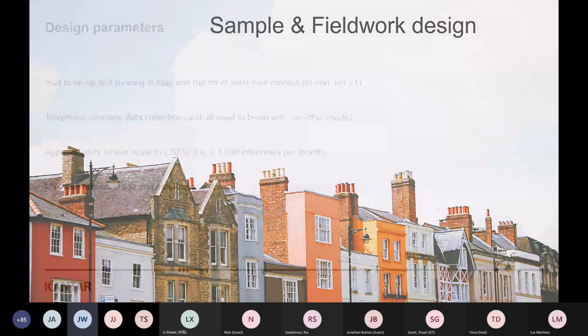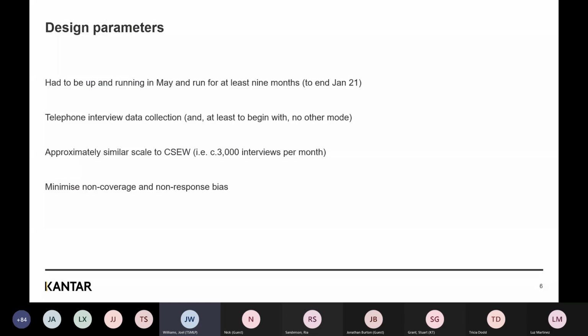Thanks, Stuart. You're still okay to drive the slides? I am, yes, that's right. Okay, so I'm going to talk, to begin with, about sampling and fieldwork design here. And in constructing these slides, whether they actually clarify what was an extremely complicated thing to do in an extremely short period of time, I will do my best. So there are a number of parameters that were set aside for the design itself.